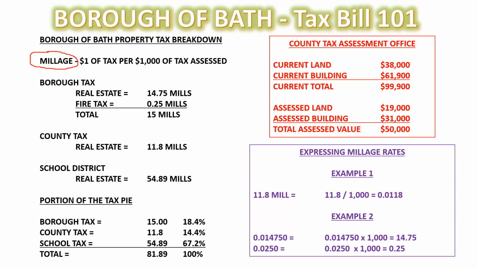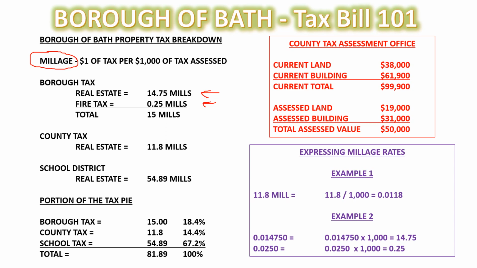In the Borough of Bath, we have two different taxes on property. We have real estate, this one here, which is set at 14.75 mils. Then we have a fire tax, and that's at 0.25 mils, for a total of 15 mils. Now, 14.75 mils is used for the general fund for general borough expenses, and the fire tax is monies that is directed to the fire company for their yearly expenses.